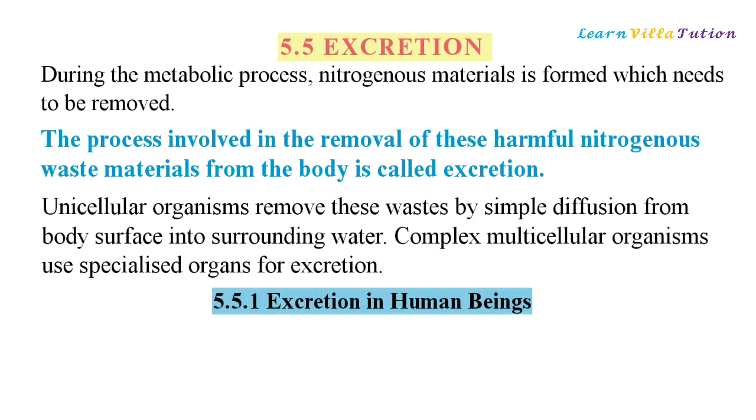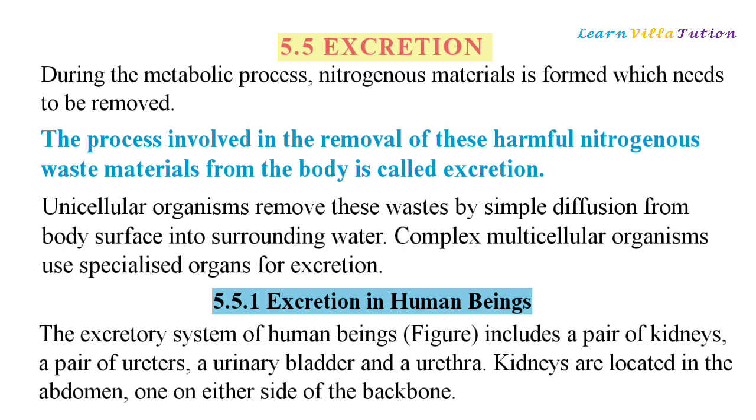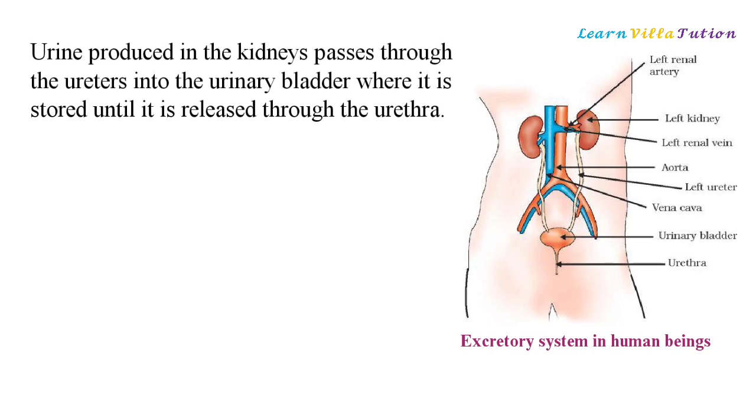Excretion in human beings. The excretory system of human beings, see figure, includes a pair of kidneys, a pair of ureters, a urinary bladder, and a urethra. Kidneys are located in the abdomen, one on either side of the backbone. Urine produced in the kidneys passes through the ureters into the urinary bladder, where it is stored until it is released through the urethra. How is urine produced?